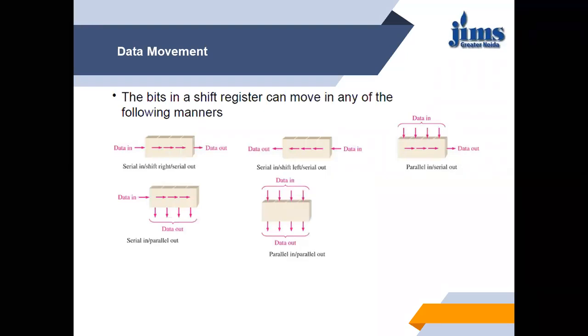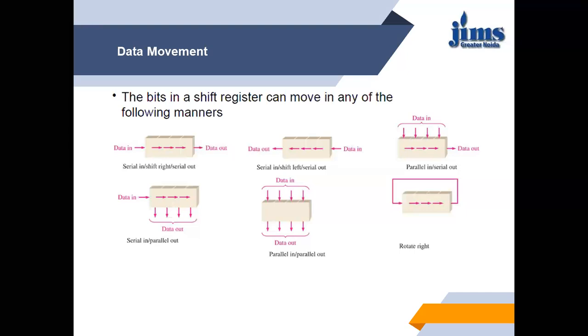Parallel in, parallel out: 4 bits are directly input in parallel with a single clock cycle, and these are fetched in parallel with a single clock cycle. So it is a parallel in, parallel out shift register. All flip-flops have their advantages and disadvantages. Some is the cost, some is the speed. So whenever we are using such a type of shift register, we have a trade-off between speed and cost. When we need high speed, then we have to pay more.